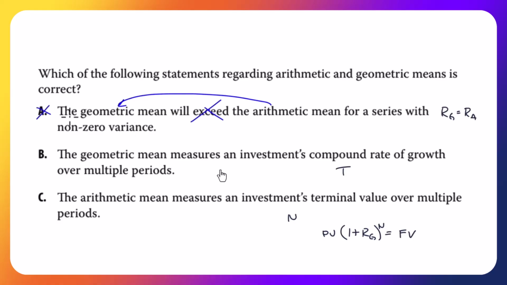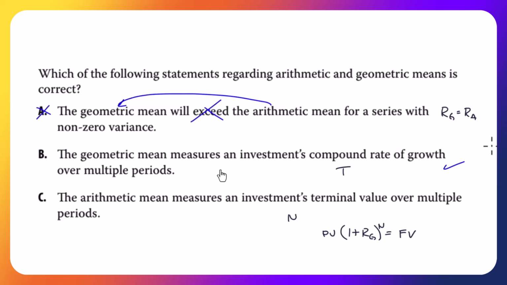So A is false. B, the geometric mean measures an investment's compound rate of growth over multiple periods. That is a true statement. Let's see if we can get rid of the last one. And by the way, in an exam, as soon as you get to the true statement, you're done. There can only be one correct answer. You can save time if you're in a hurry by not even reading C because you've already decided that B is correct.